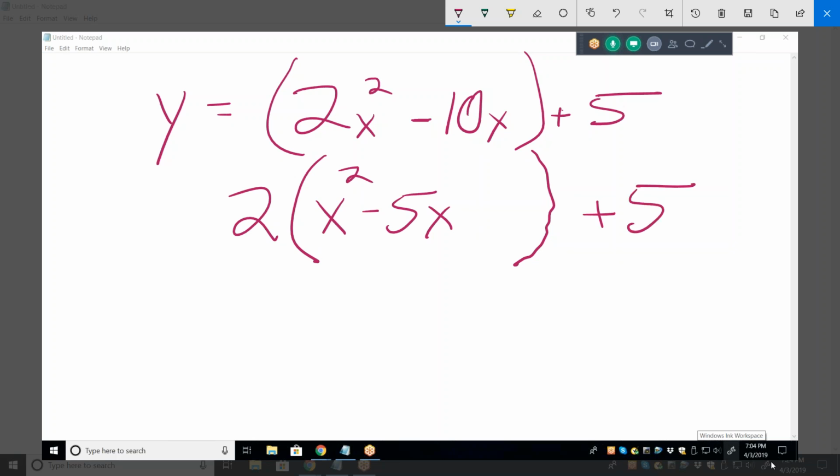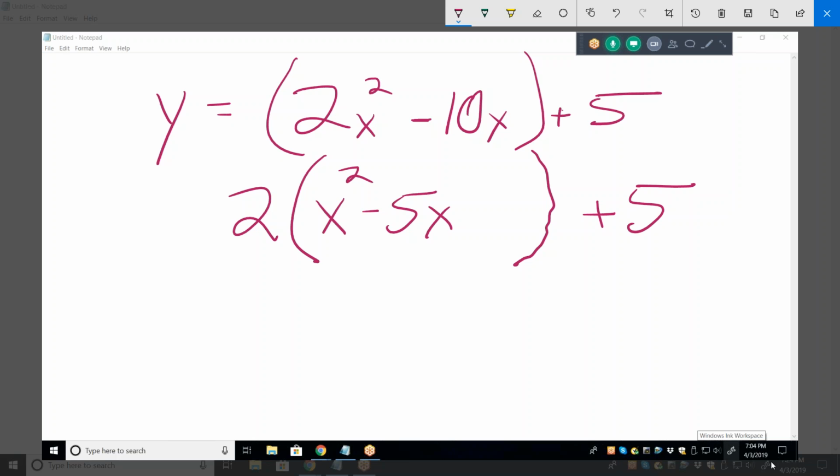Again, when you're doing these, the most important thing you can do is make sure you don't change anything when you go from one line to the next. Okay? Now, how do we complete the square inside the parentheses? We got our coefficient to 1.